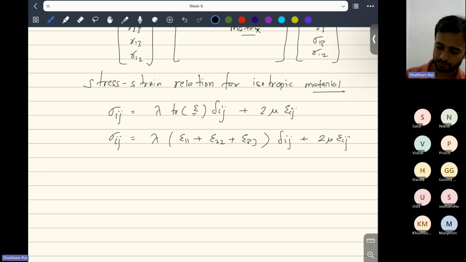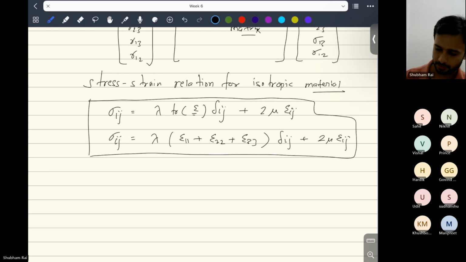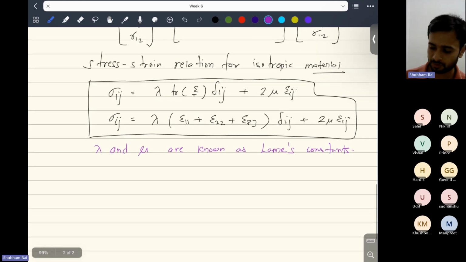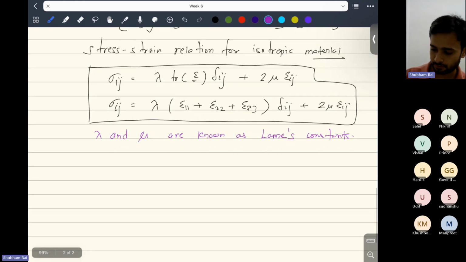So this lambda and mu are also known as Lamé's constants, or Lamé's parameters.